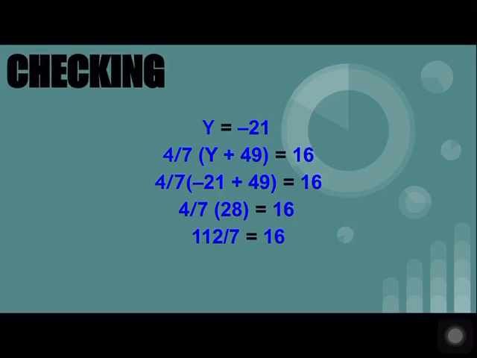Now multiplying 4 times 28 will give us 112 divided by 7, following the order of operations, multiplication first before division. Now is 112 over 7 equal to 16? Dividing those two numbers will give us 16. Therefore, the answer y is equal to negative 21 is correct.